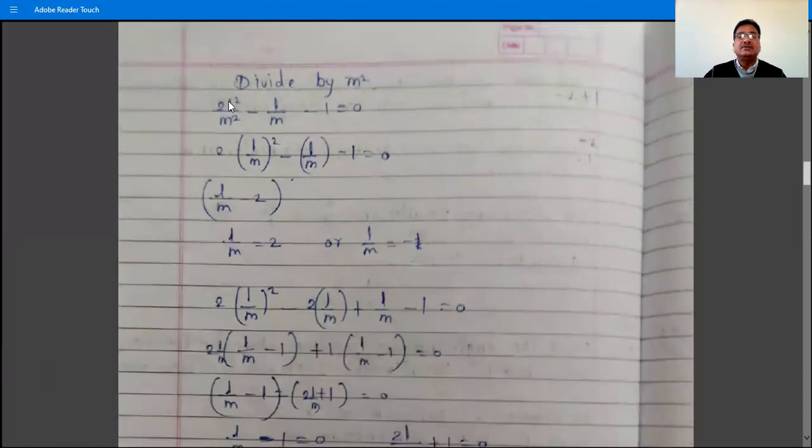And l square by m square means (l by m) whole square. Now this becomes a quadratic equation in l by m. If we take l by m as x, then what is the equation? 2x square minus x minus 1 is equal to 0. This is the quadratic equation in x. Like that, this is a 2-degree equation in l by m. So solve this equation, that is, factorize this equation and find the roots, that is, the two values of l by m. So what are the two values?